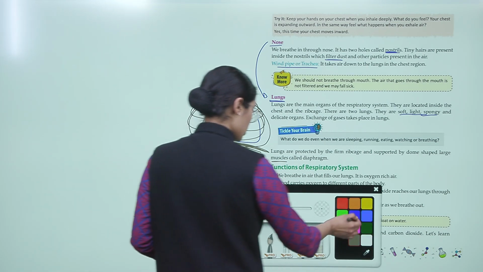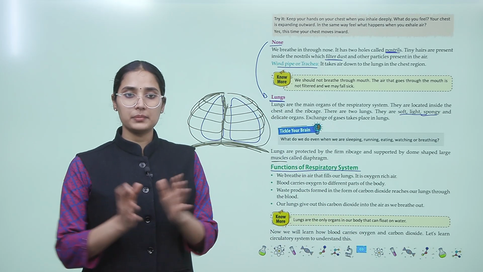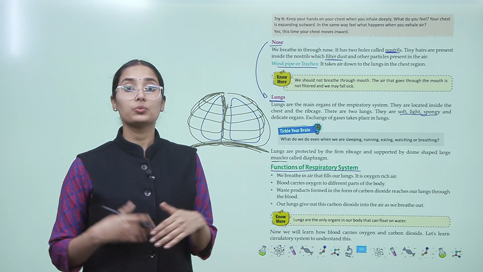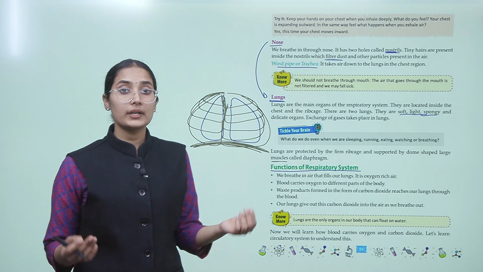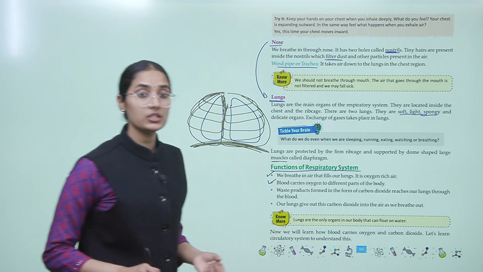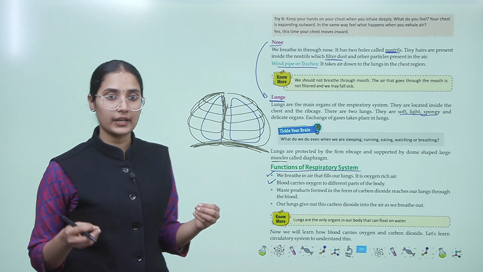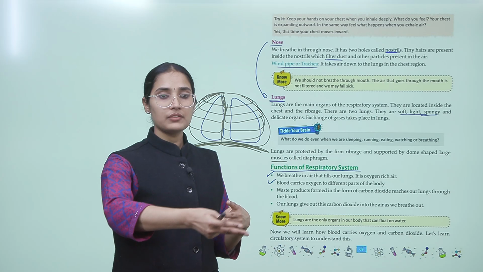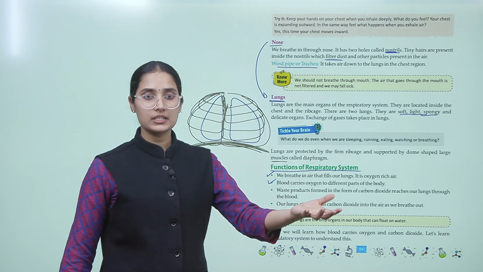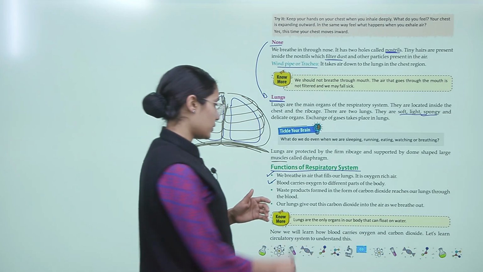Now, what are the functions of the respiratory system? It is very simple. We breathe in air through the lungs. So it is oxygen-rich air that we breathe. Blood carries oxygen to different parts of the body. So the oxygen that we breathe is given to the blood. It is taken up by the blood and distributed to the other parts of our body.